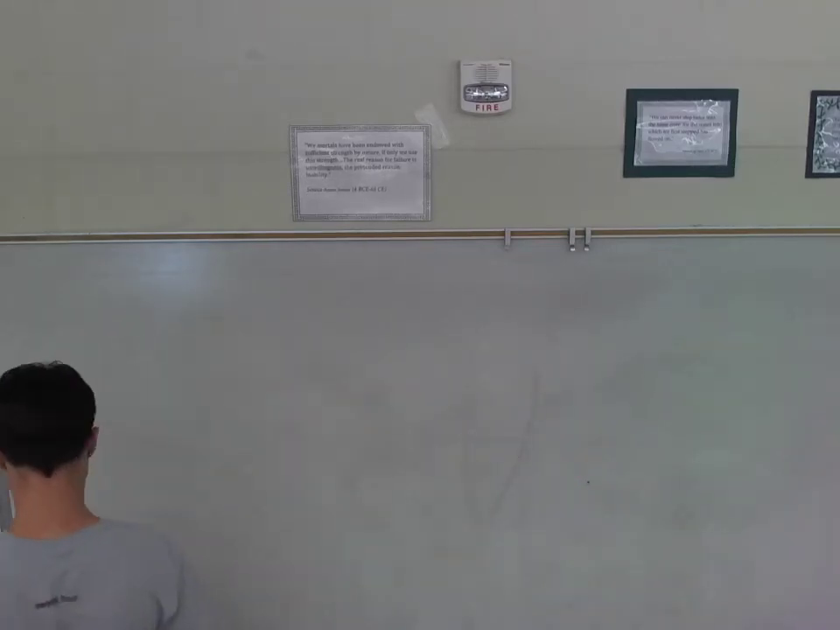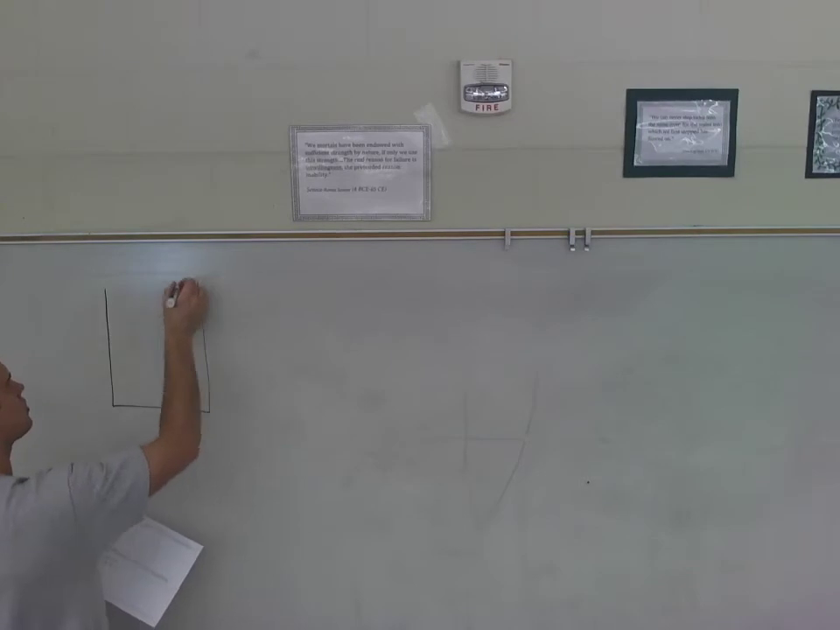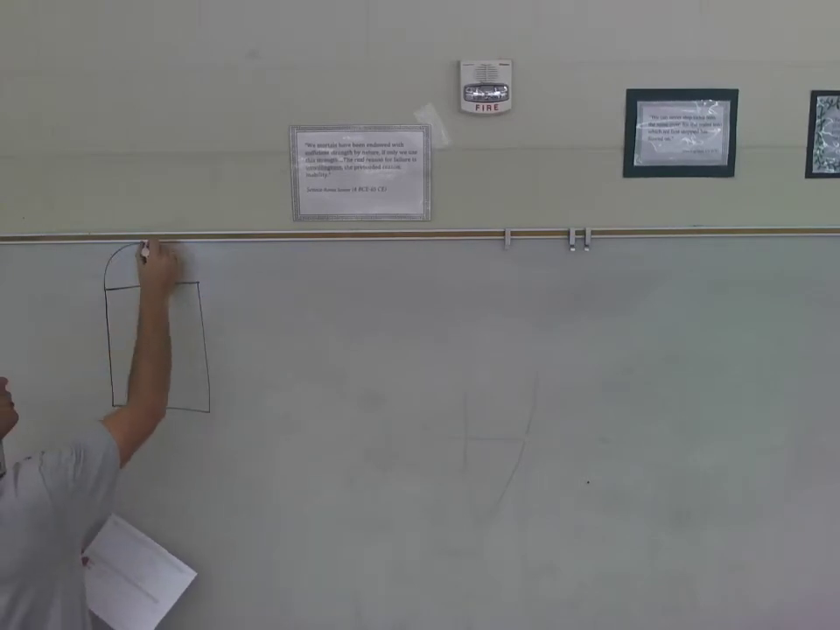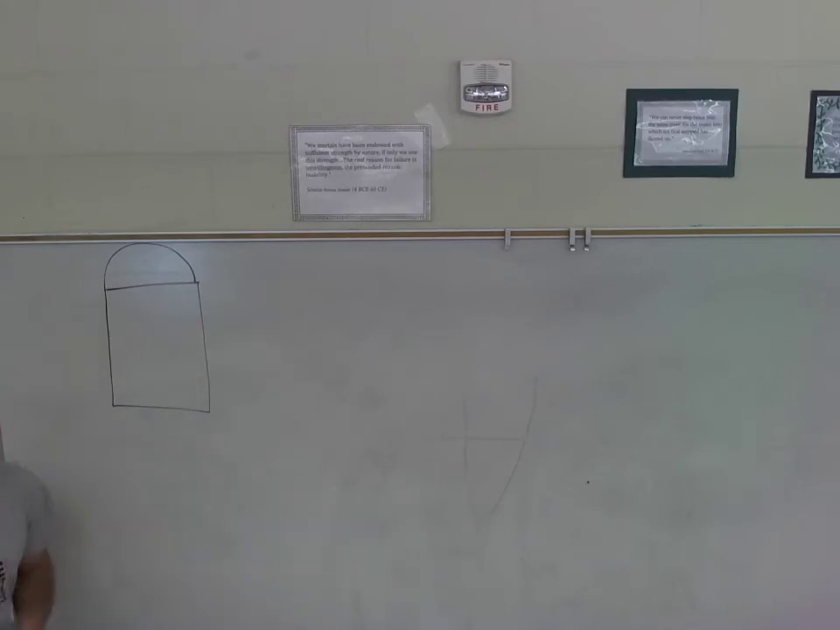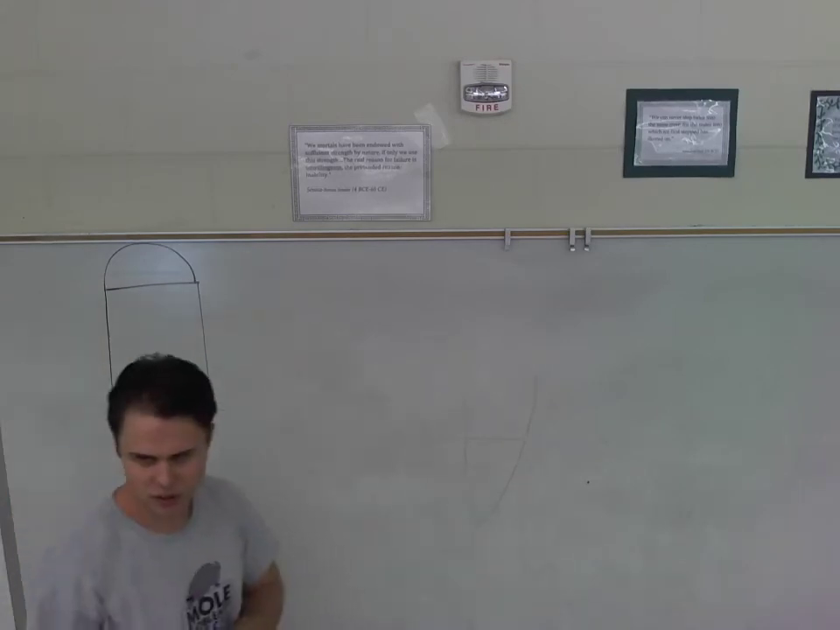Okay, so 3 more optimization examples. Let's see, the first one I had was, let's say we have a window being built, like a Norman type of window. So let's say we have a window that looks like this, where you've got a rectangle, and then a semicircle on top. A lot of windows are like that.